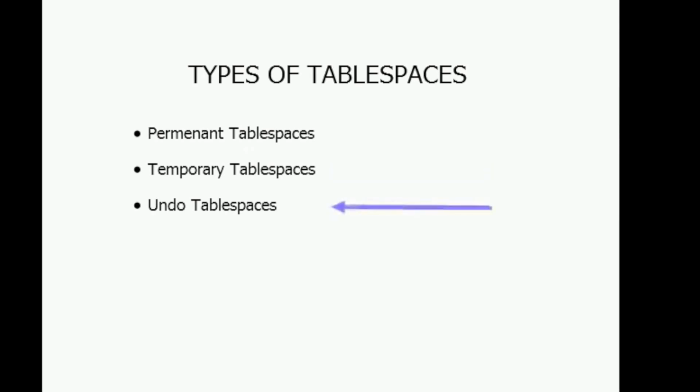Undo tablespaces are used by Oracle Database to manage undo data if you are running your database in automatic undo management mode. Undo tablespaces provide read consistency for select statements that access rows of a table that are in the process of being modified. It also provides the ability to roll back a transaction that has failed to commit.